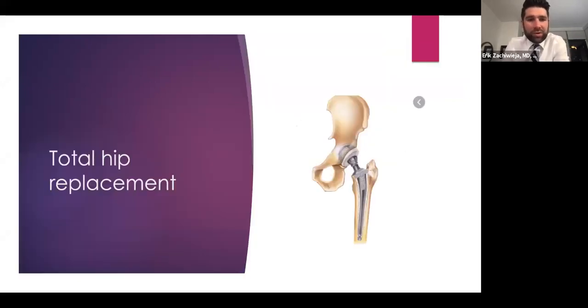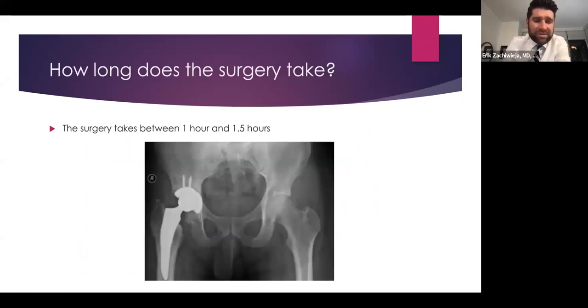All right, so that was total knee replacement. We'll talk a little bit now about hip replacement. And again, a few of these things are going to be pretty similar. So hip replacement also takes about 1 to 1.5 hours, a relatively routine and quick procedure.